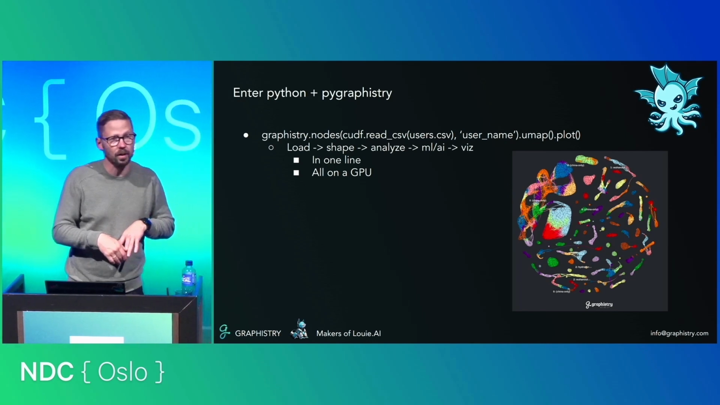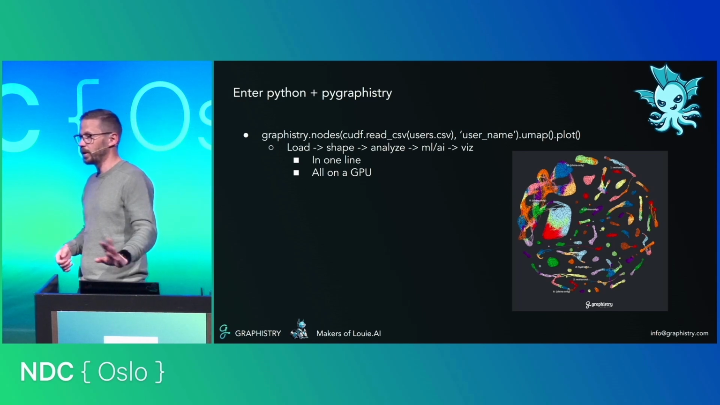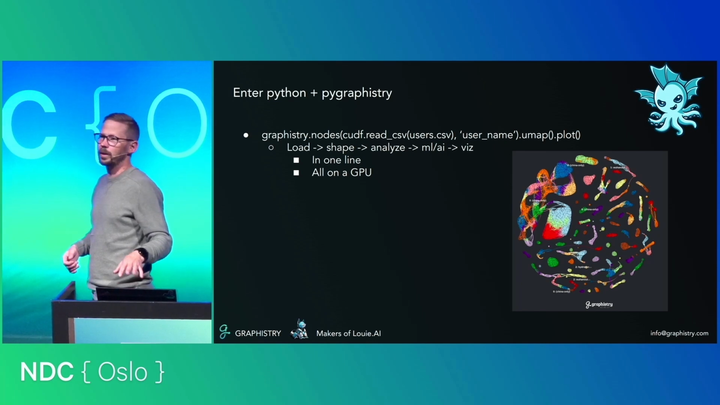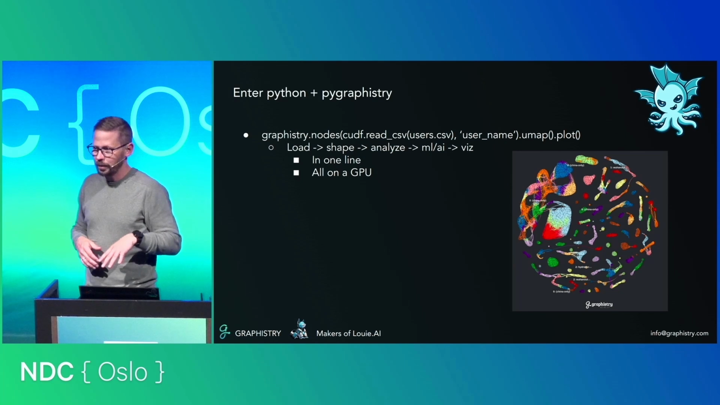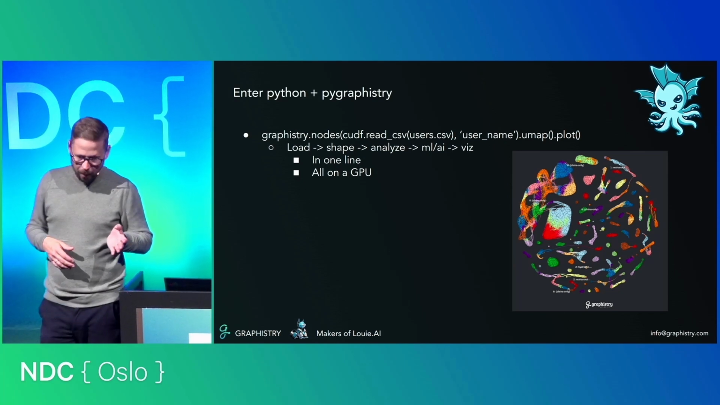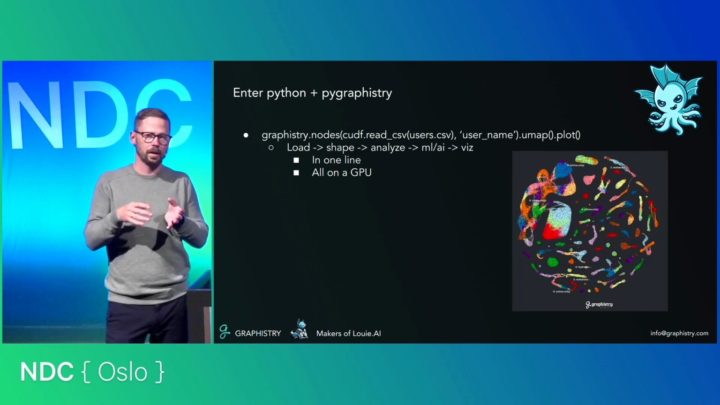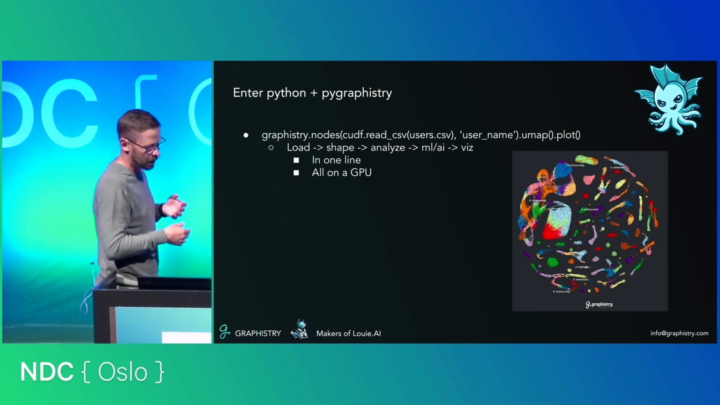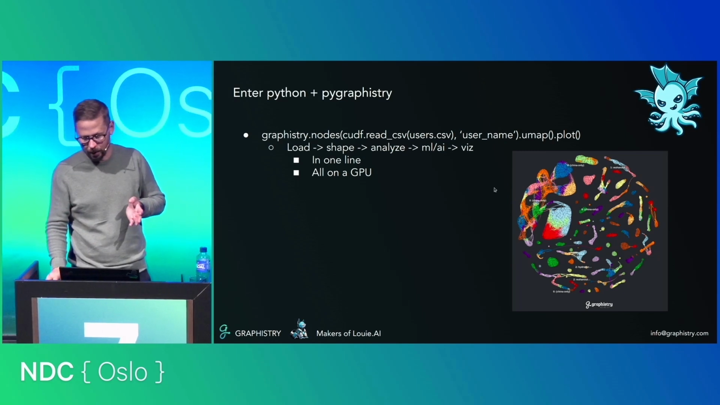So you just go graphistry.nodes, and if you want it on GPU, you do cudf read CSV, and you select the column in your data set that is your node identifier. And then you do the magic, and that's the UMAP algorithm. Without going too technically into it, it takes your data and says, okay, how are things connected? Could I make a community out of people talking about the same stuff? So that's what we're seeing here.